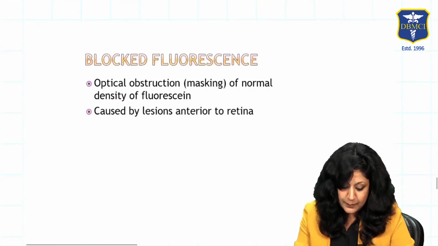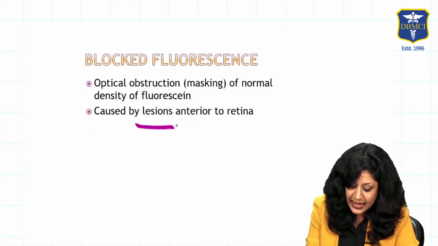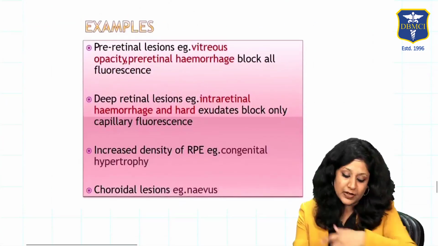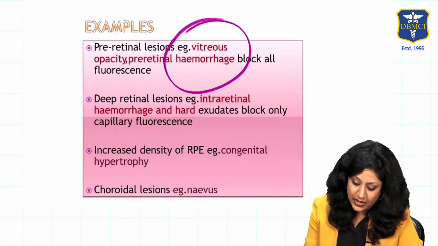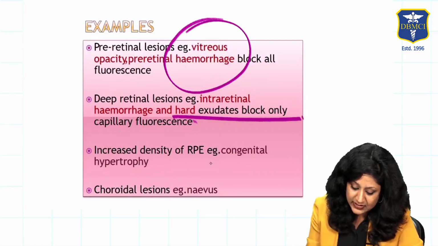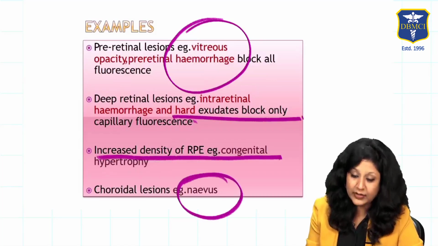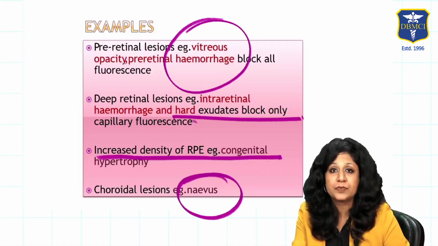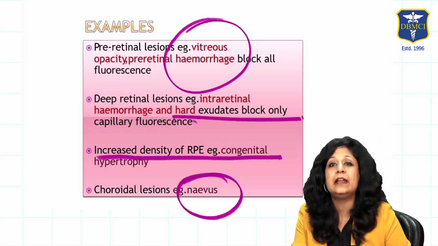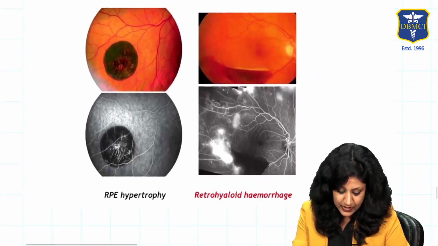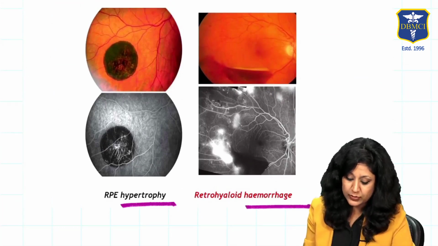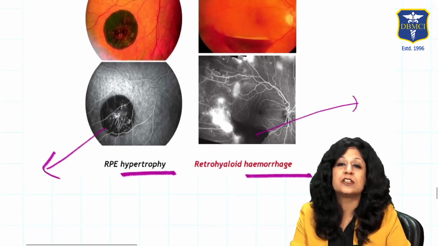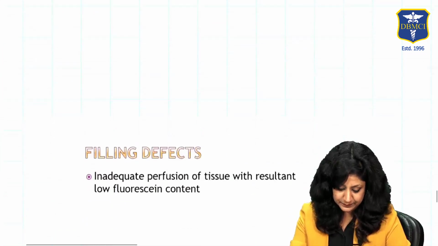Right? Now see, blocked fluorescence: if the lesions are anterior to the retina, they will completely block the fluorescence due to the choroid. For example, I can have the vitreous hemorrhage, okay? I can have hard exudates, I can have the increased density of the RPE, or I can have the choroidal nevus. All these areas will completely block the fluorescence coming from the choroid, and this will lead to completely black areas, right? Now see this. If I have a hypertrophy, if I have a hemorrhage, in both the cases, can you see the totally blackish areas we are getting on the angiography? Why? Because it has completely masked the choroidal fluorescence.